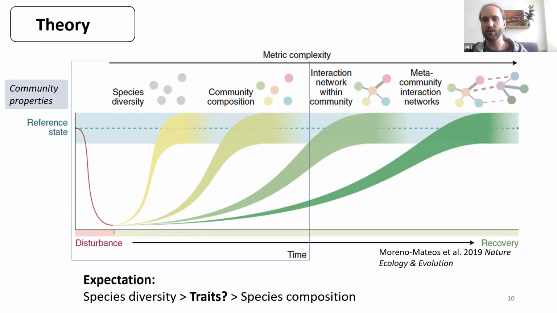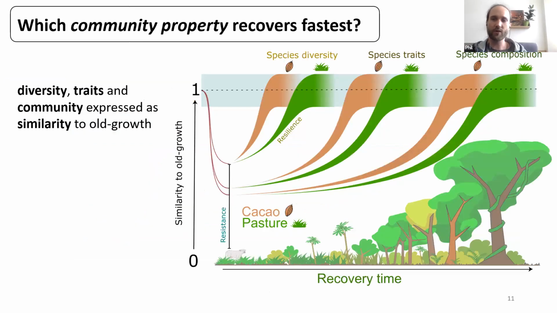Now, as I mentioned earlier, I also had the functional aspects in mind. So I expected the functional recovery to be somewhere in between the species diversity and the species composition. Now let's apply our framework to what we have in the Choco. As you can see here, we have three different recovery trajectories for each of the community properties, as well as for our two legacies.